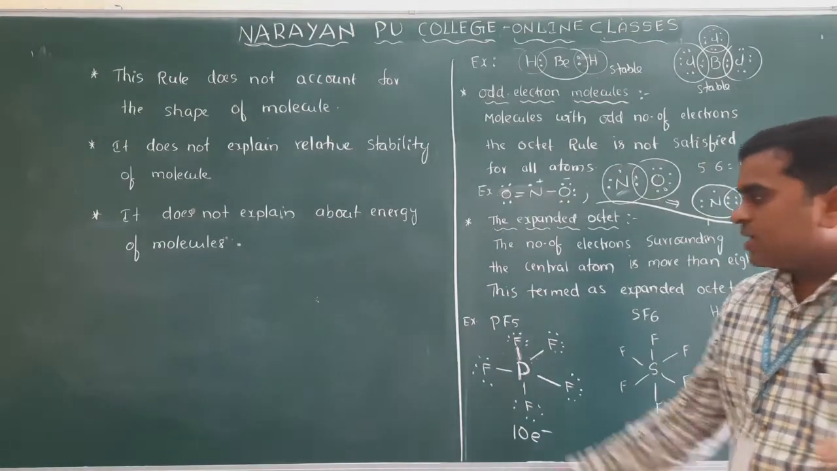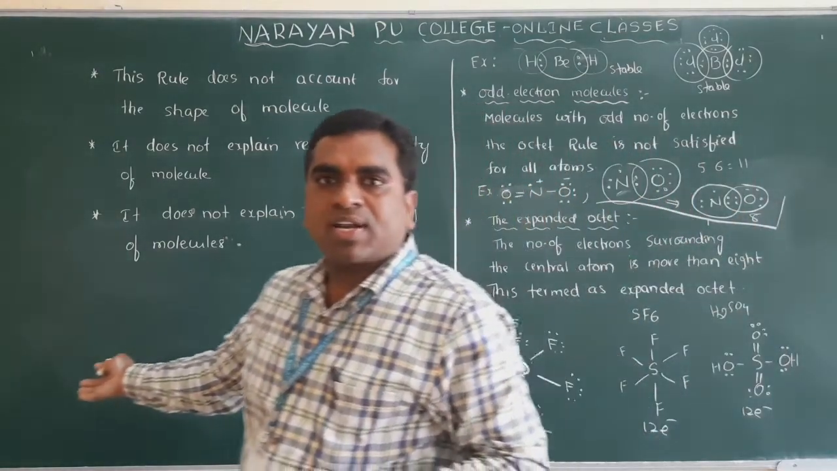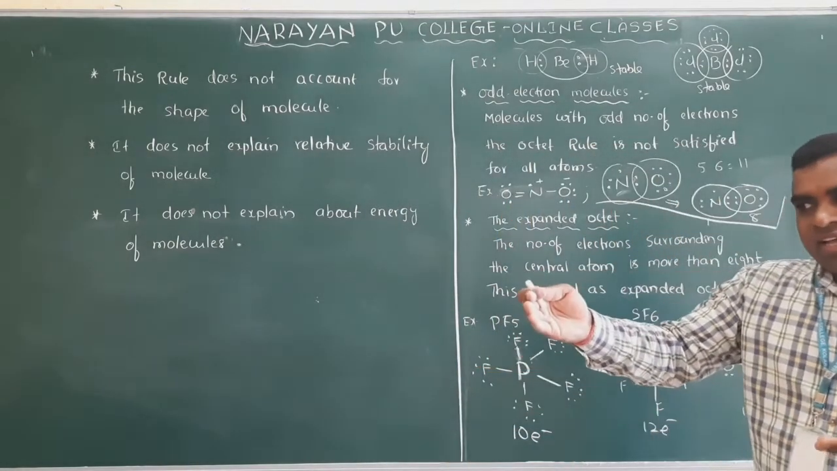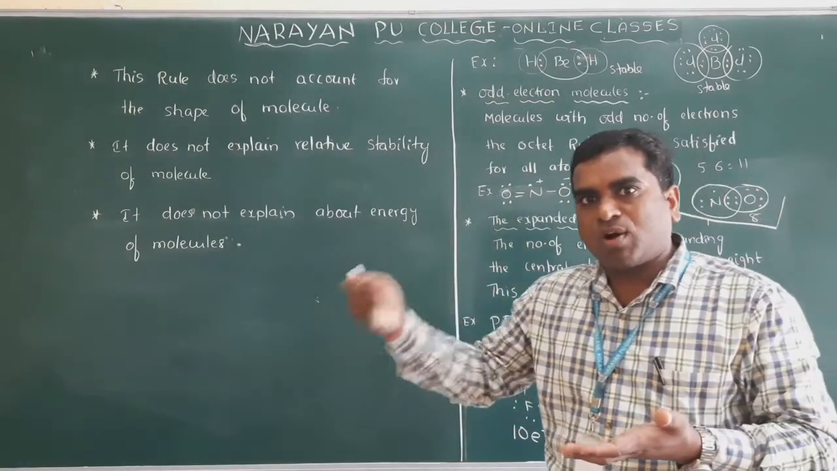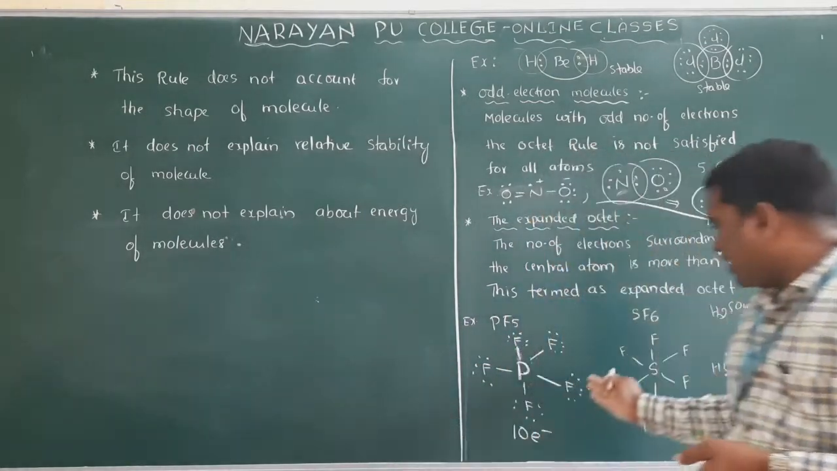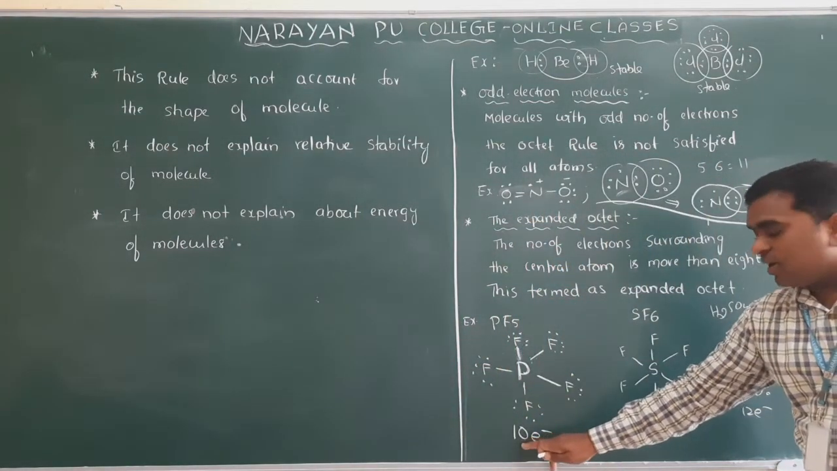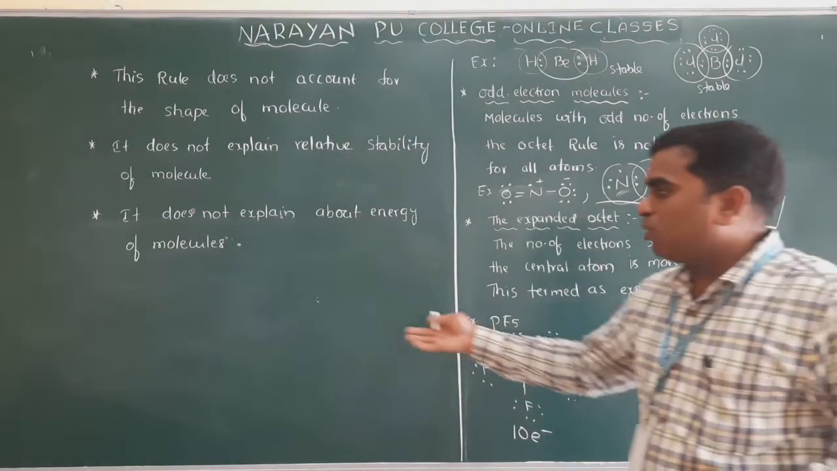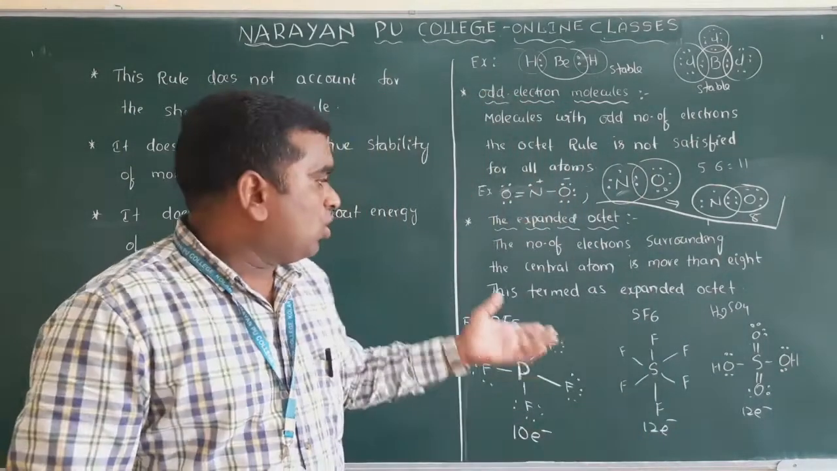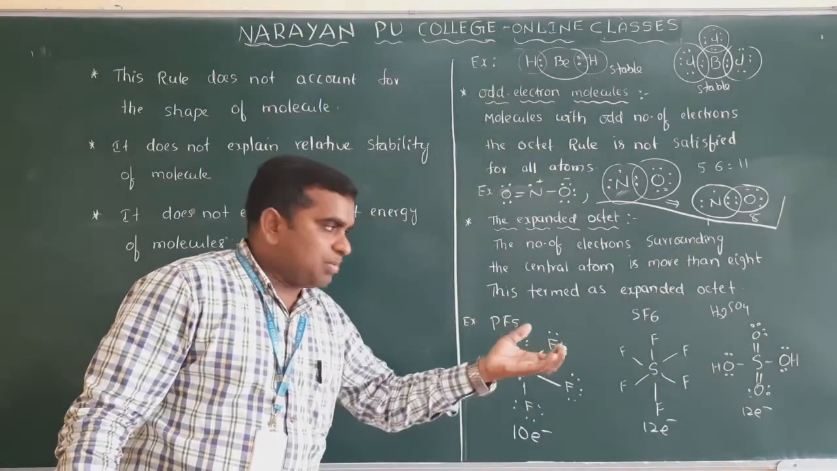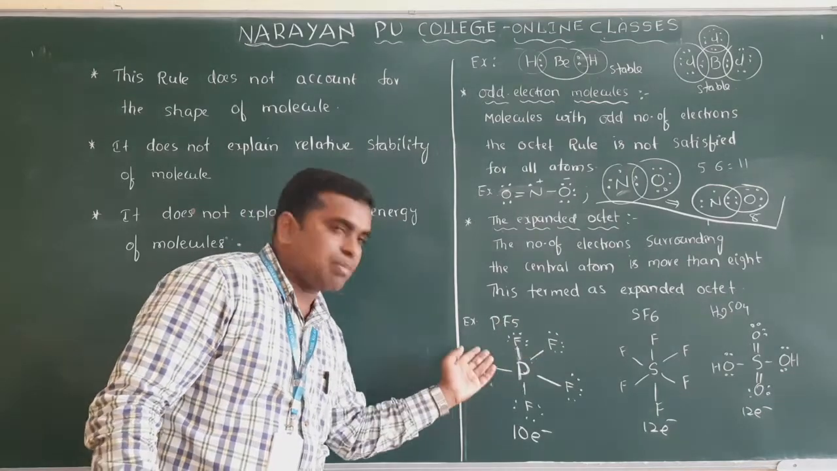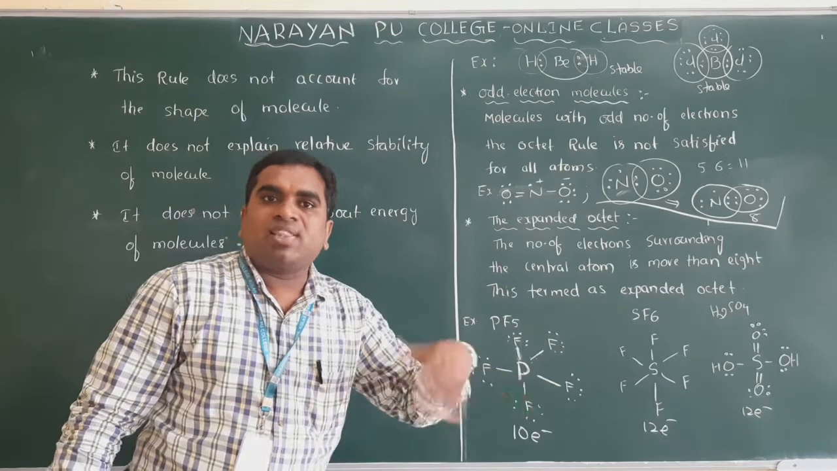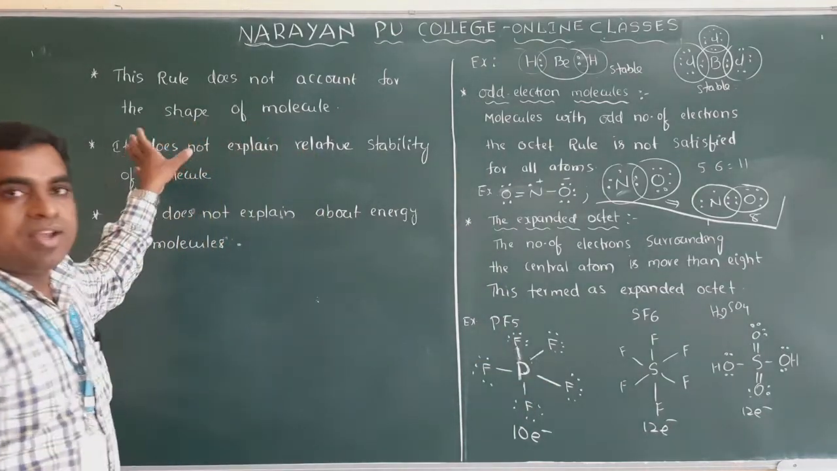I mentioned some molecules with an incomplete octet of the central atom. Those molecules do not have 8 electrons on the central atom, even though they are stable. And here the central atom has more than 8 electrons, more than an octet, but they are stable. Why are they stable? Even though the central atom has less than 8 or more than 8 electrons, they are still stable, and this is not explained by the octet rule.